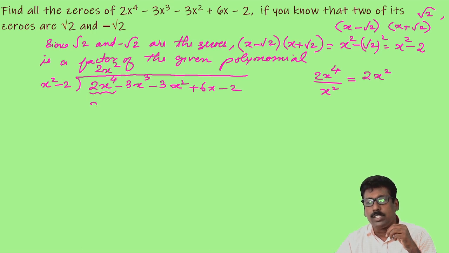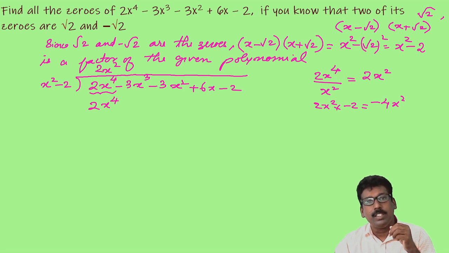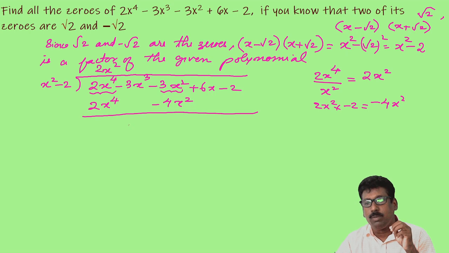2x square into x square is 2x raised to 4. 2x square into minus 2 is minus 4x square. Where will you write this? You have to write this term just below the term containing x square, that is minus 3x square. So here you can write it as minus 4x square. Now do subtract it. Here it will become 0. 2x raised to 4 minus 2x raised to 4 is 0.